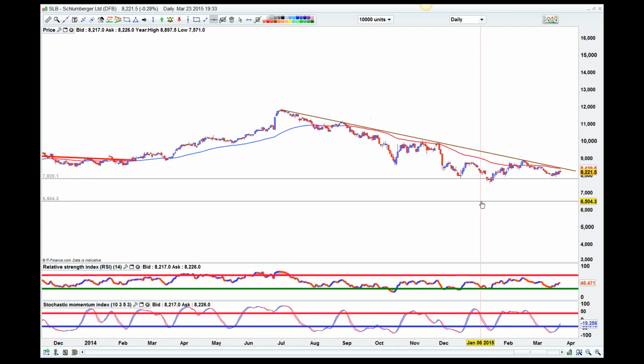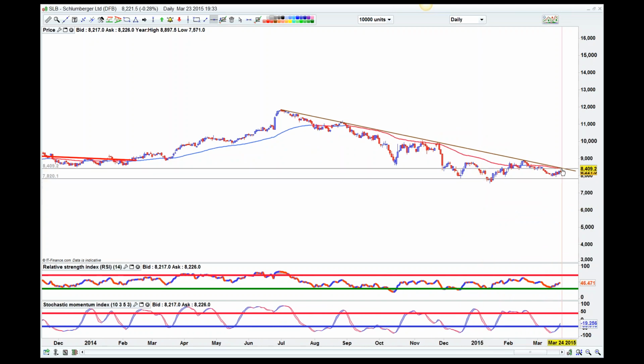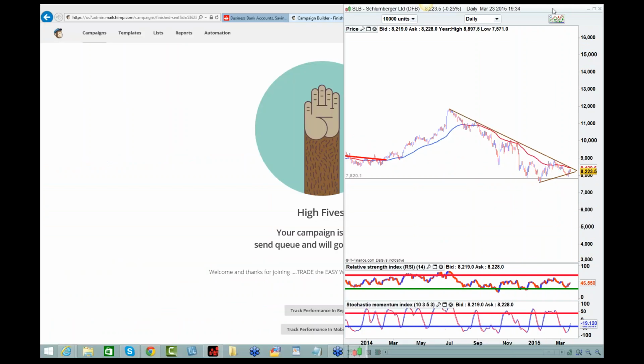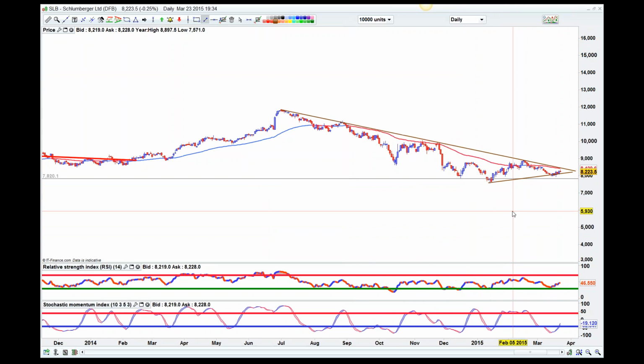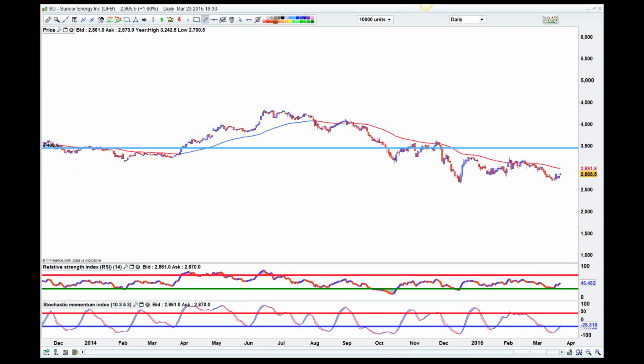Now, what you've got to bear in mind is that we could just hit that 50 MA and that trend line, and then just collapse. So you definitely need to play safe and wait for confirmation on that one. Otherwise, that could just hit that buffer and then just completely roll. It's a big stock, but nonetheless, just be careful of that setup. And let's have a look at a couple of other oil stocks and then we'll move on.